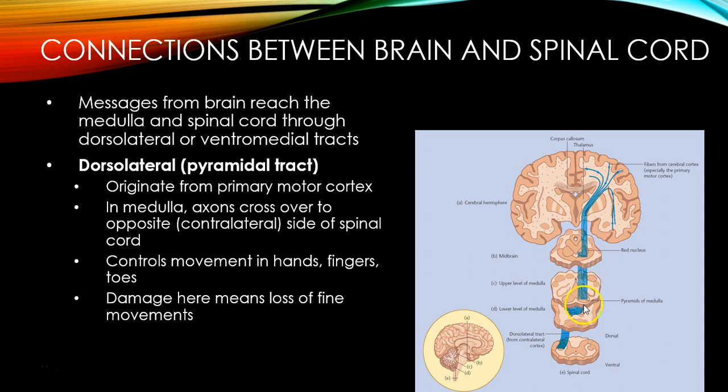In the medulla, which is right here, I'm sorry, not right there, right here, that's the midbrain. In the medulla, the axons cross over to the opposite side of the spinal cord. And in that way, information from the right side of the brain controls movements on the left side of the body. Information from the left side of the brain controls movements on the right side of the body. So the axons cross at the level of the medulla and then go down and exit to muscles to control your hands, fingers, toes. And damage in this tract means loss of fine movements.